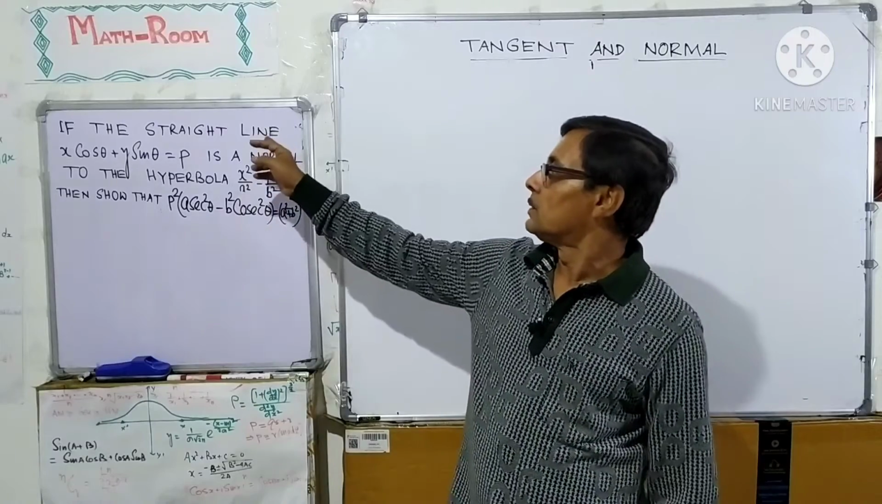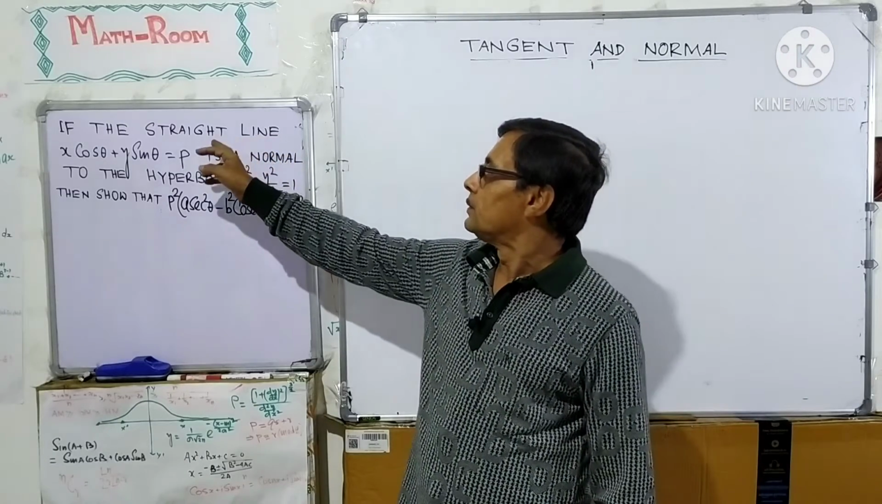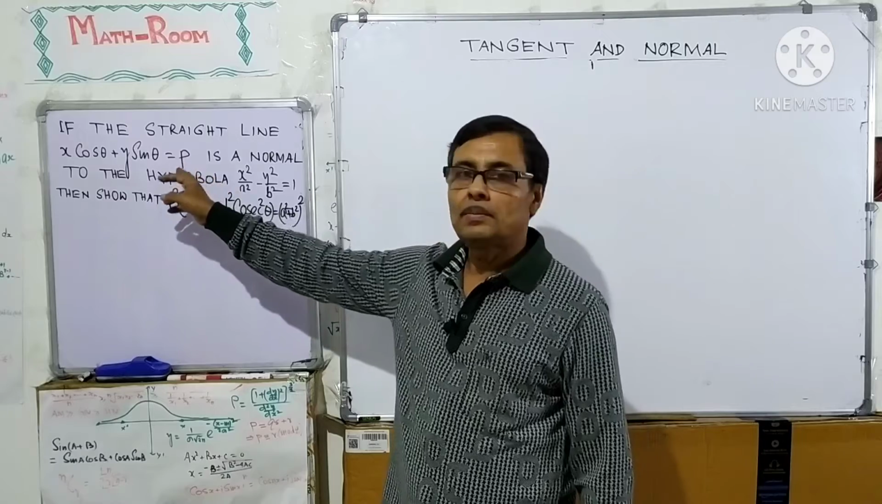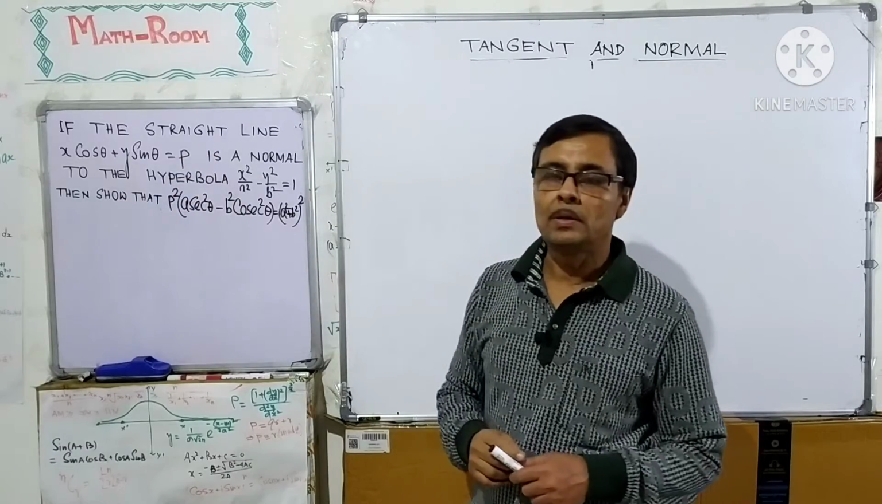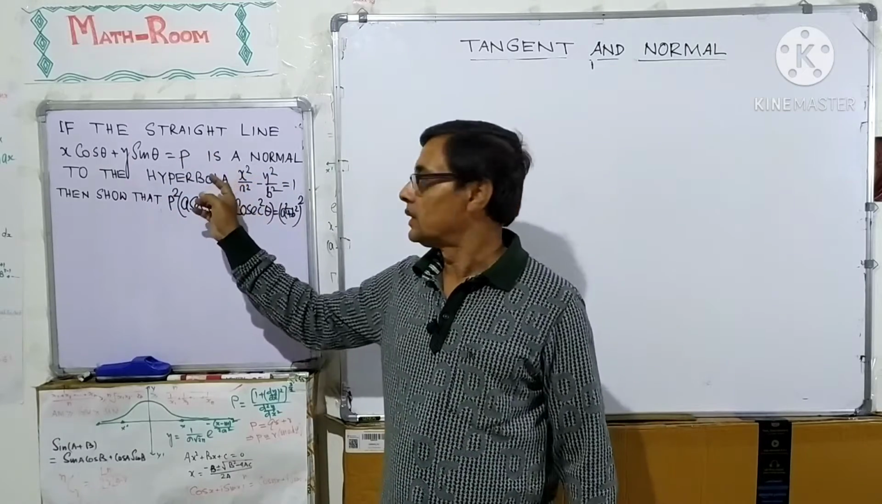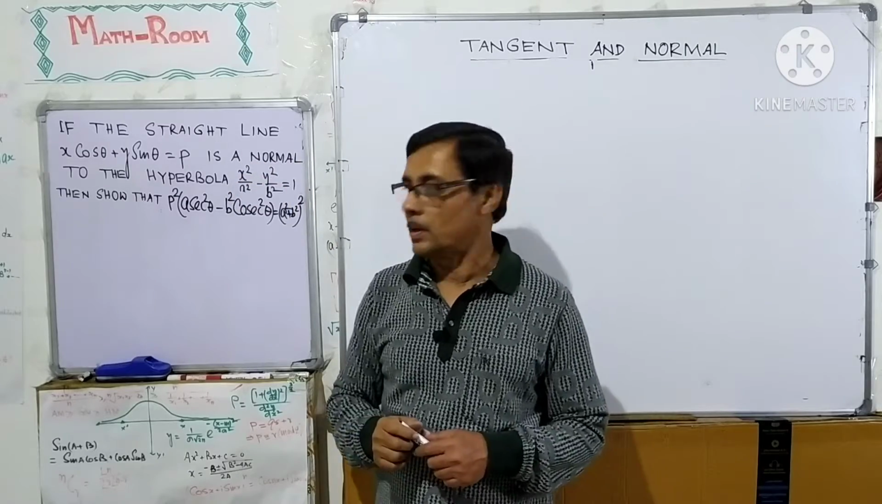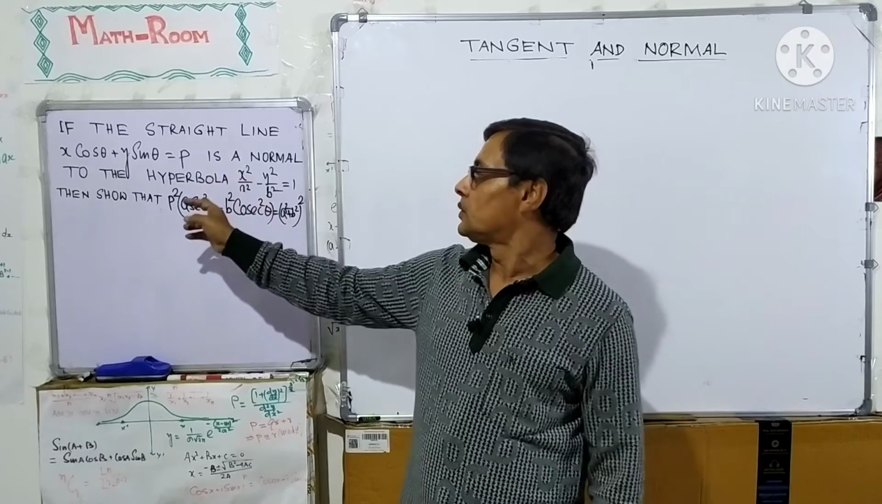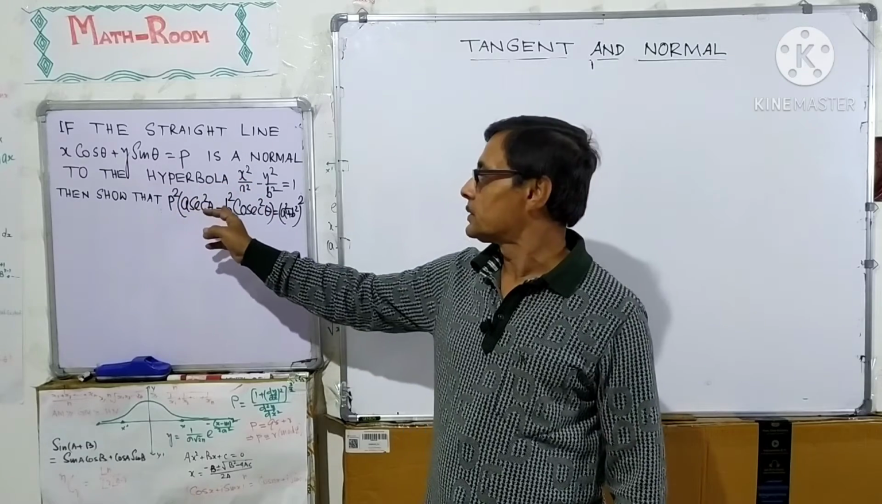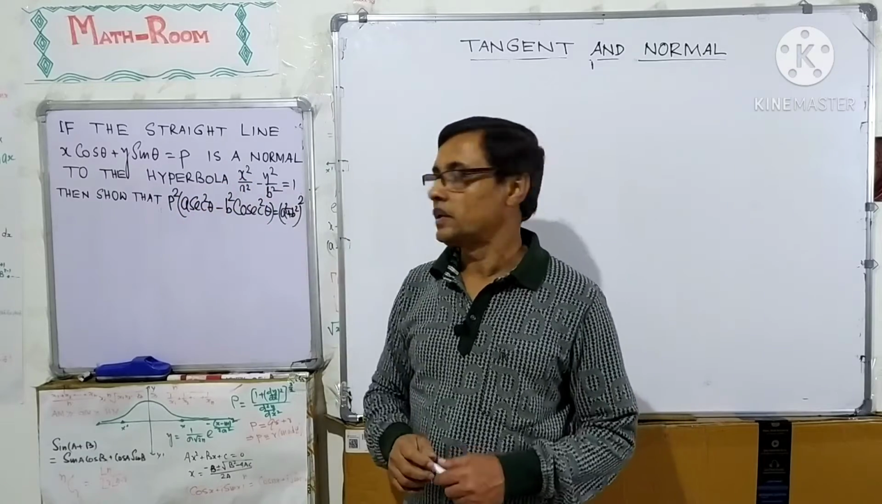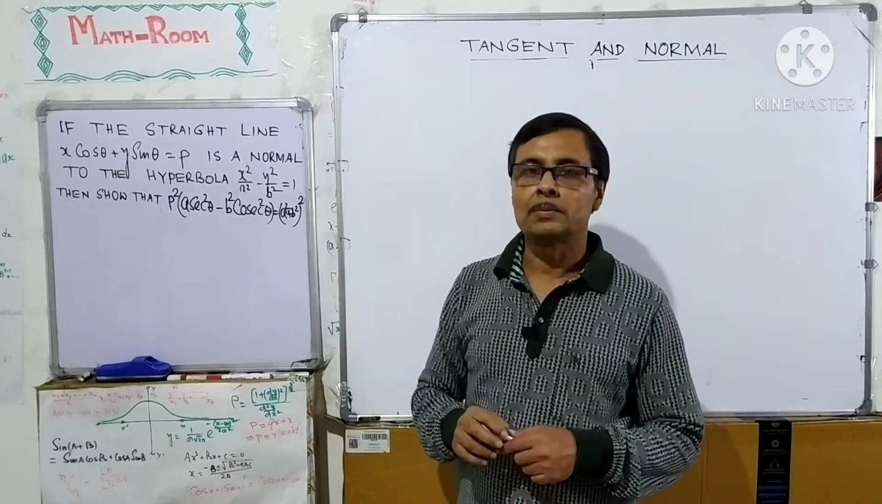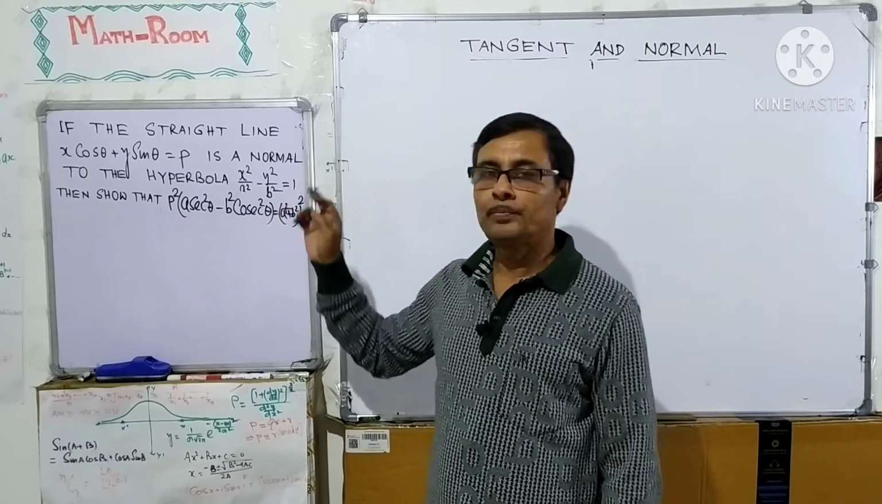Now, we shall solve this problem. Here, if the straight line x cos theta plus y sin theta equal to p is a normal to the hyperbola whose equation is x square over a square minus y square over b square equal to 1, then we have to show that p square into a square sec square theta minus b square cosec square theta equal to a square plus b square to the power 2.